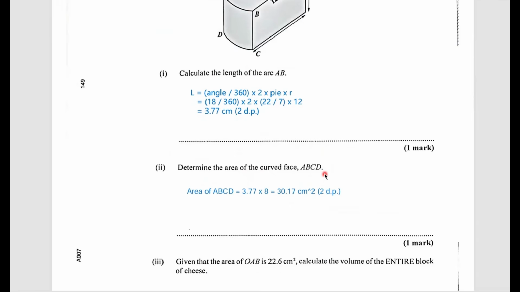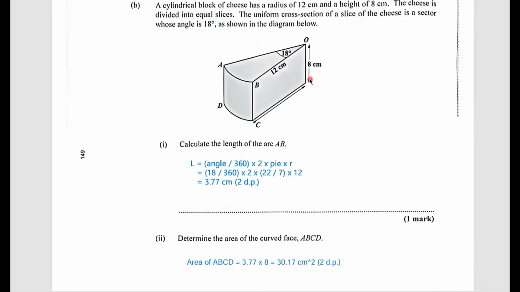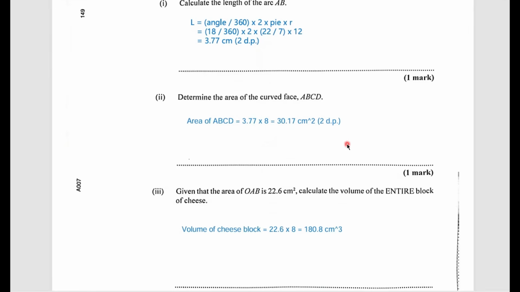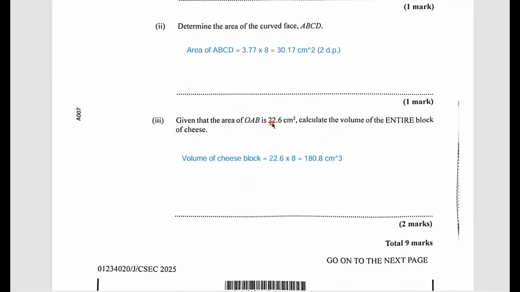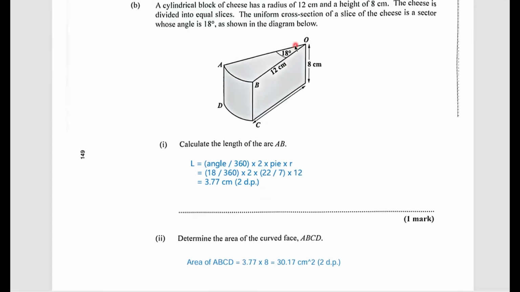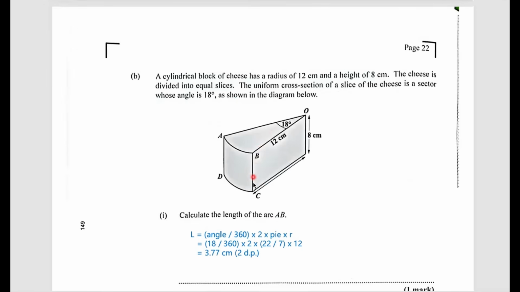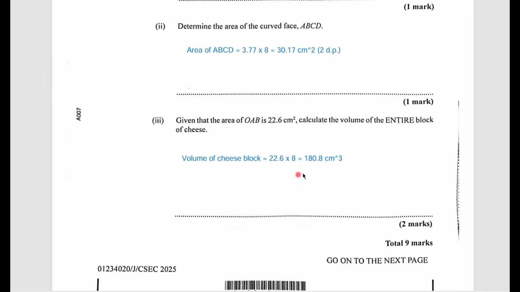Determine the area of the curved surface ABCD. So the area of the curved surface, that's this part, will be the arc length by the height of 8, right? What's the arc length? 3.77 by 8, correct? And you get 30.17 cm squared. So given that the area OAB is 22.6 cm squared, calculate the volume of the entire block of cheese. If the area of OAB, that's this on top, is 22.6, to get the volume just multiply by your height of 8. So it's 22.6 by 8 to get 180.8 cm cubed. Remember, it's volume.